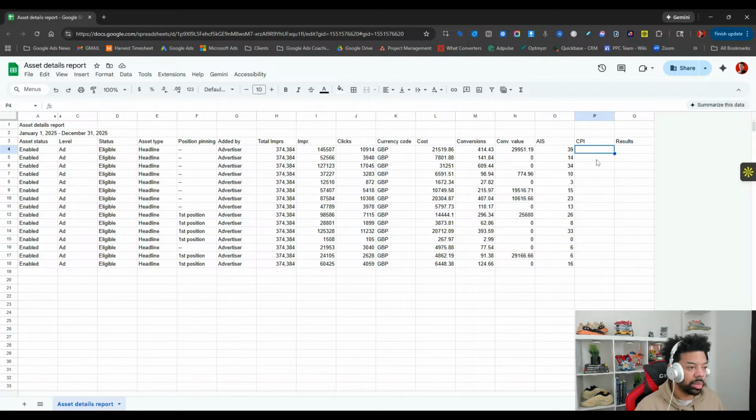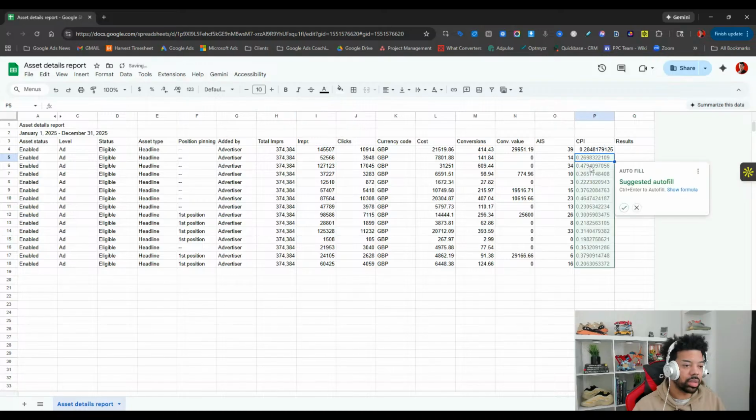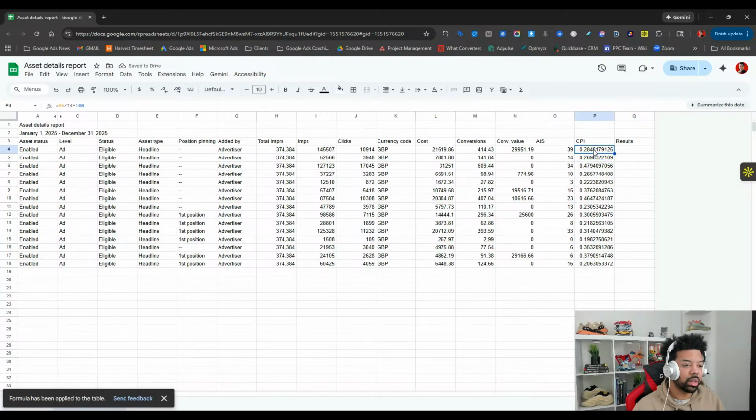All right, so CPI, conversions per impression. So we're gonna say equals within here, and then conversions divided by impressions times 100. And then that'll give us that number. And it's usually in a decimal form.